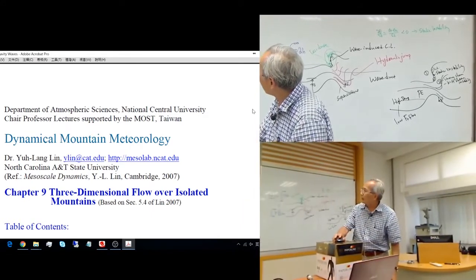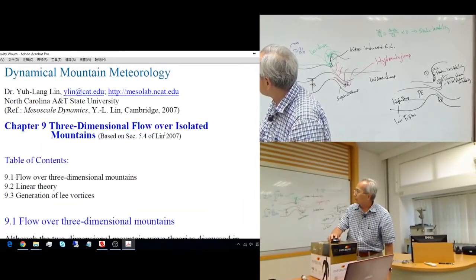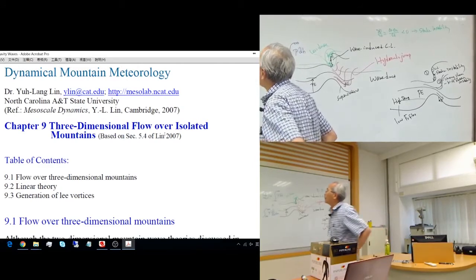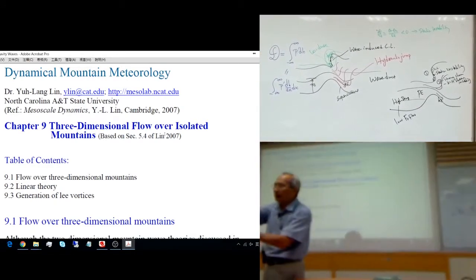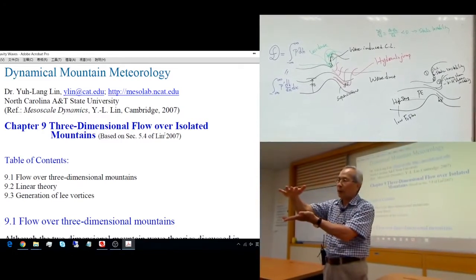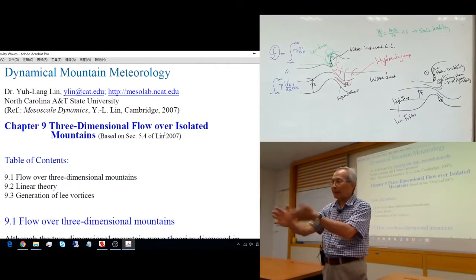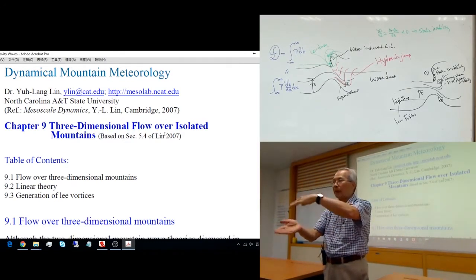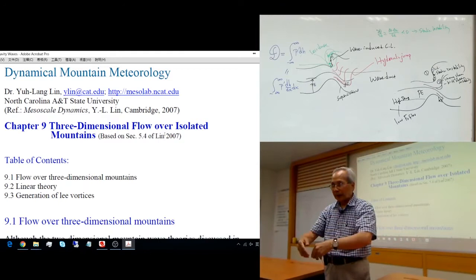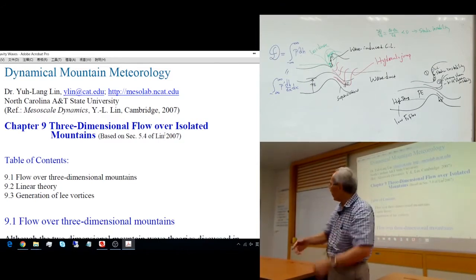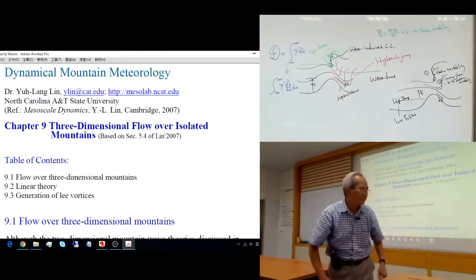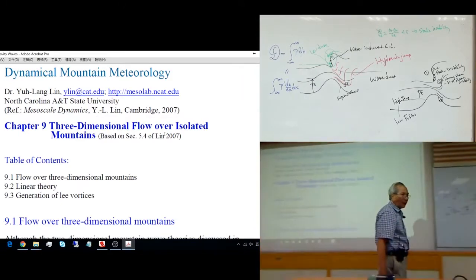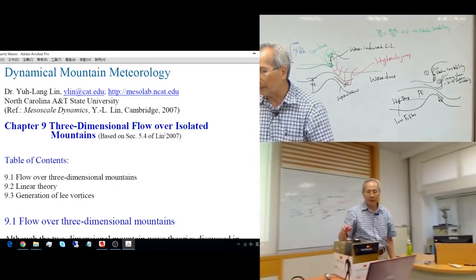So the next topic is the three-dimensional flow over isolated mountains. In the beginning, we had the shallow water, homogeneous fluid, no stratification. After that, we had stratification, and then we added nonlinearity. Now we are adding three-dimensional flow. So we'll study three-dimensional flow over isolated mountains.